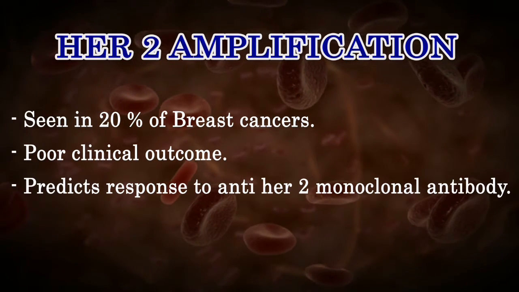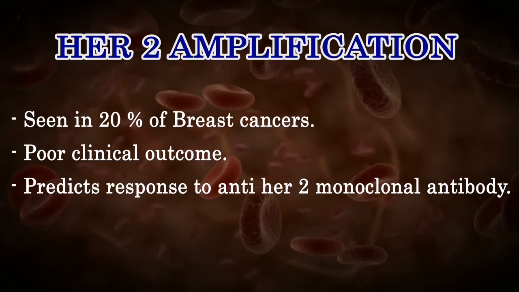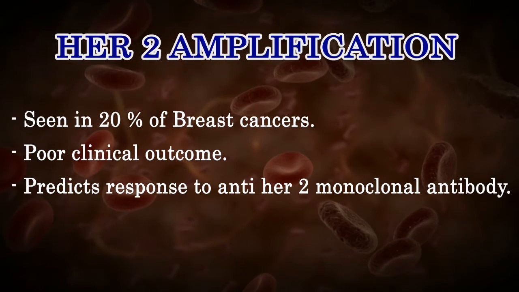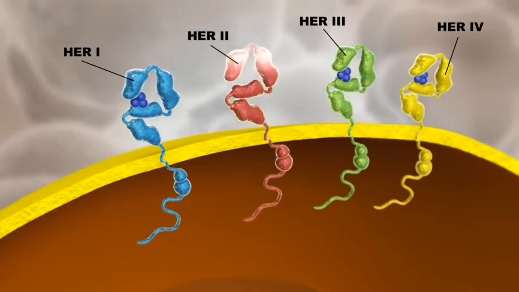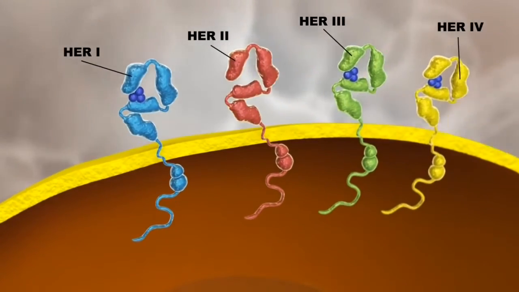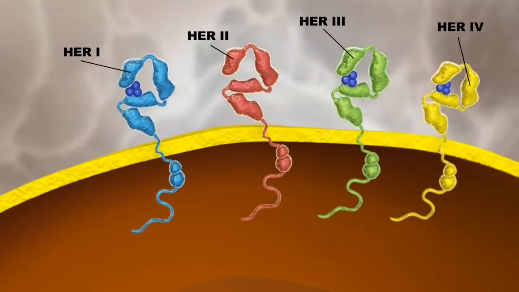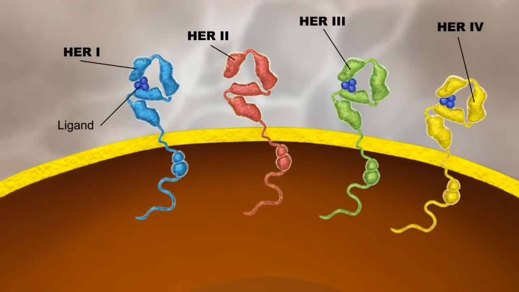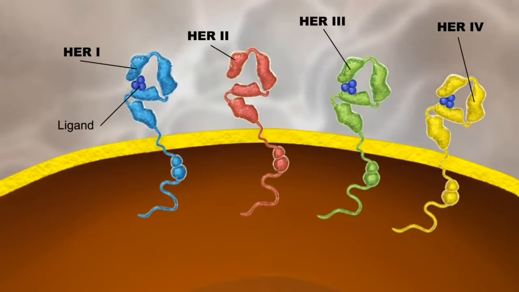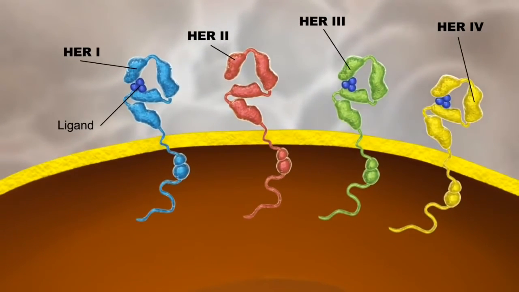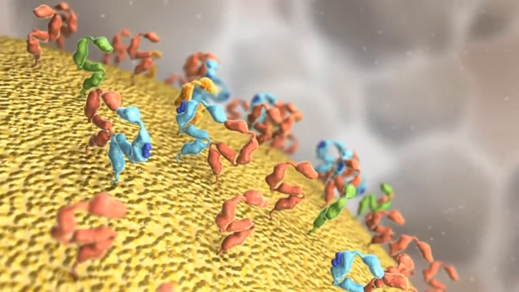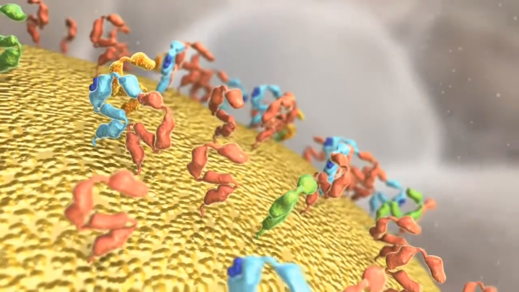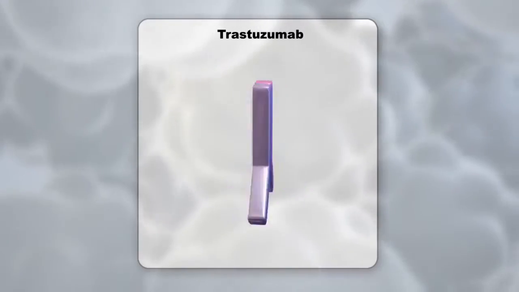The other molecular subtype is HER2-enriched, seen in 20% of breast cancers. It has poor prognosis but responds to targeted therapy. HER2 receptors belong to the EGFR family. HER2 is unique in that it does not bind to ligands. They get activated by joining with HER1 or HER3 to activate many pathways that make tumor cells grow. These receptors are overexpressed in the HER2 positive subtype and the signal for cell proliferation is enormously high.